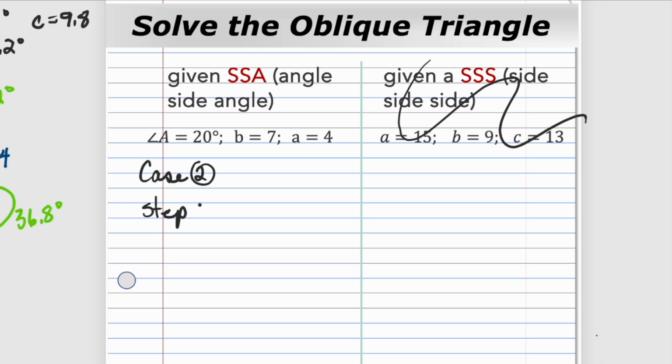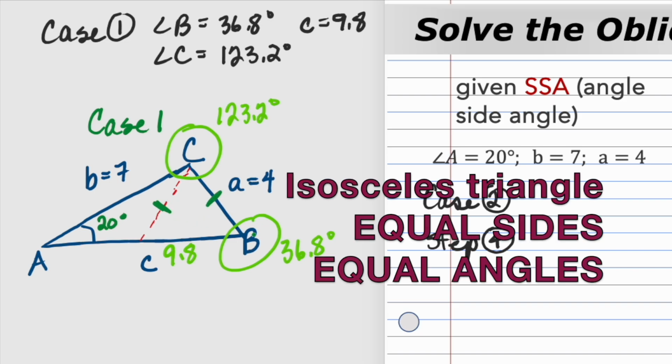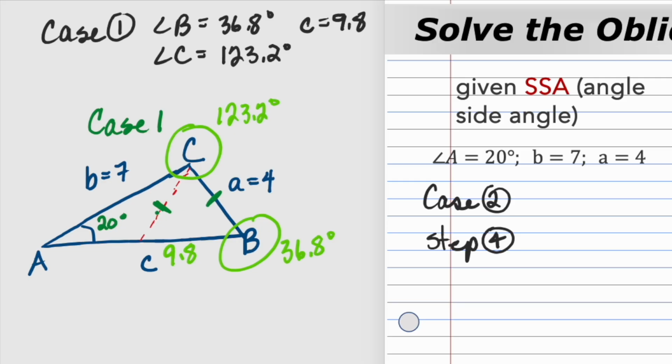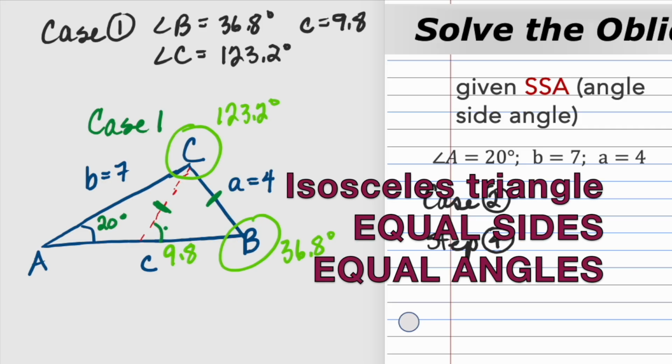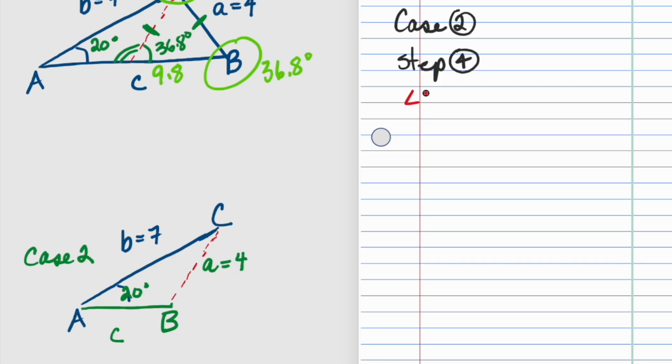Step 4. Here's where we need to think a little bit. If you examine case 1, side CB and this red dashed line are equal, it's 4. Side A swings over and becomes side A over here on the dashed line. We know that angle B was 36.8. Therefore, we know that this angle is 36.8. And that's where we get 180 subtract 36.8 to find the obtuse angle. Angle B in case 2 must be 180 degrees subtract 36.8 degrees.